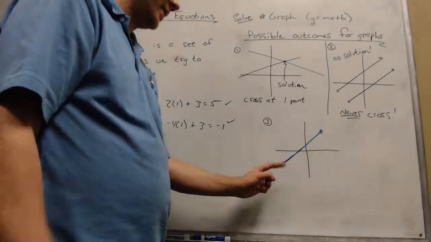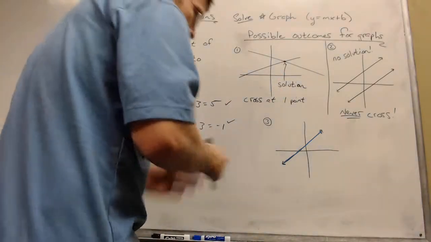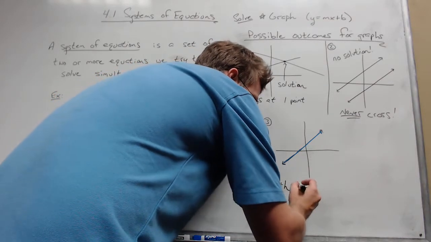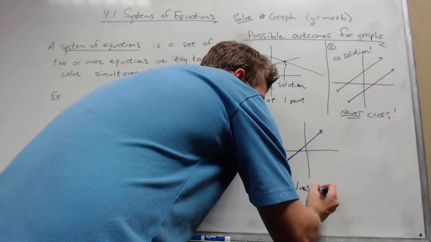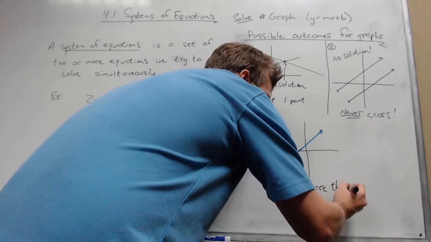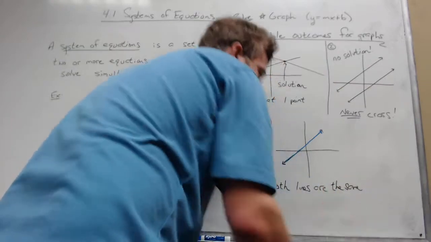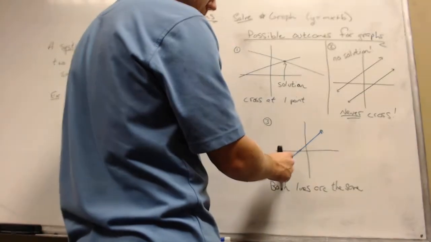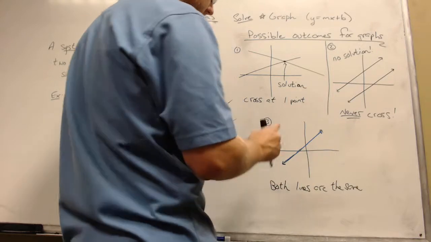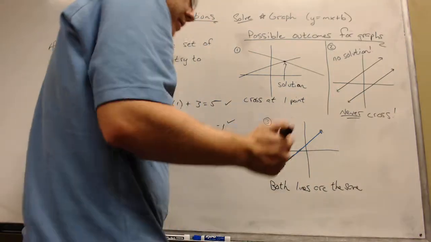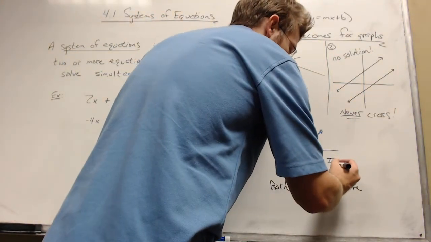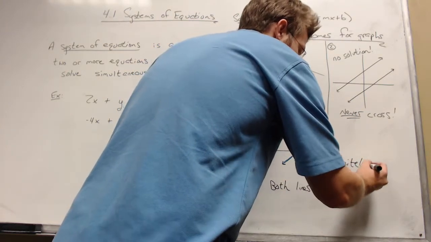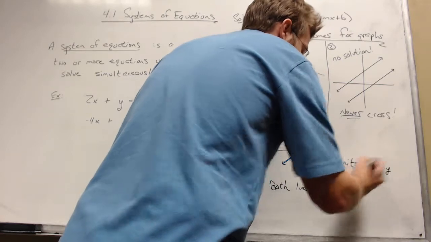If this is the case, we would say both lines are the same. And in this case, every single point on the blue line is also a point on the black line. So not only is there a solution, every single point on these lines is a solution. So there are infinitely many solutions.